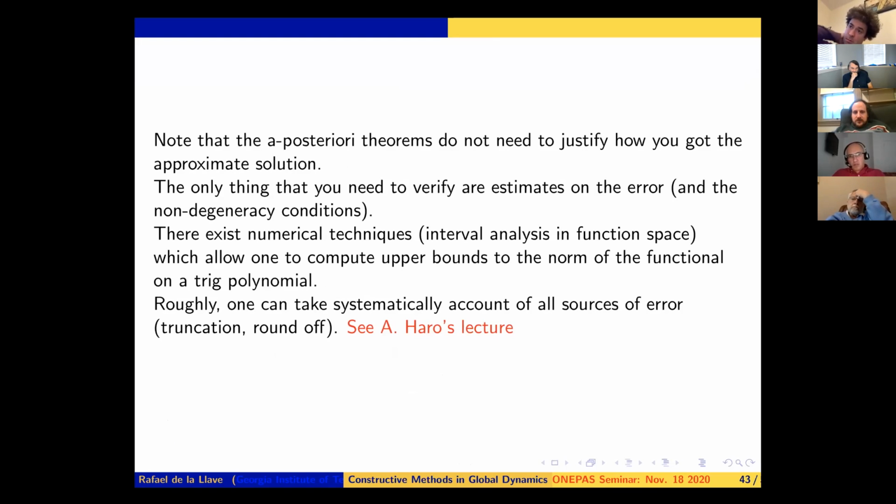Anyhow, the interesting thing is that once you have these a posteriori theorems, like the theorems that I just proved for you, you don't need to justify how you got the approximate solutions. The only thing that you really need to verify are estimates on the error and the non-degeneracy conditions. And this is actually quite easy to do. And of course, this is what is going to be done by Professor Arrows in his lecture in 2 weeks.